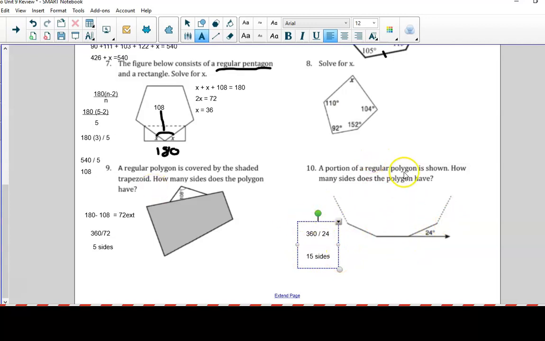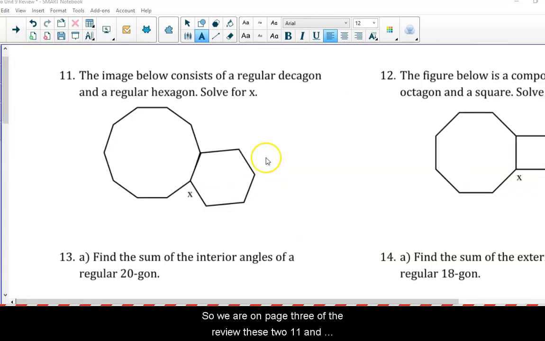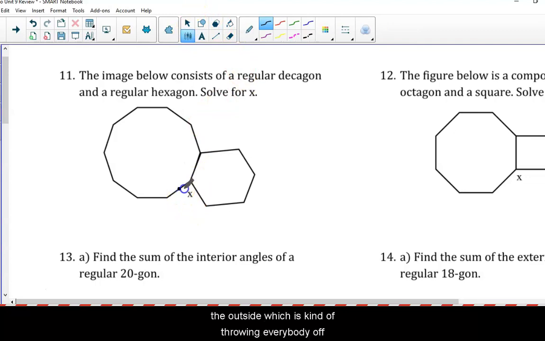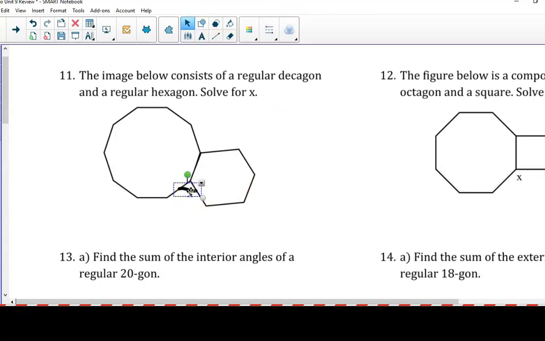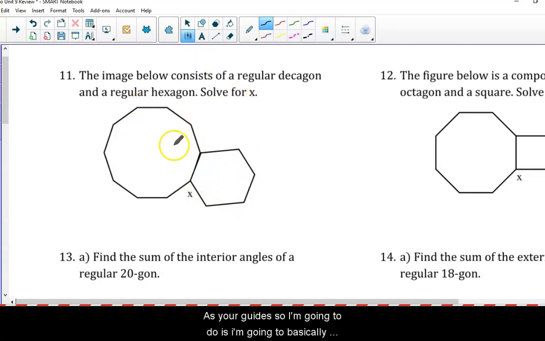Okay. So that is 1 through 10. Let's flip the page. Okay, so we are on page 3 of the review. These two, 11 and 12, are probably the tricky ones involving exterior angles because you have to find this guy. They're wanting to know angle X here, which is the outside, which is kind of throwing everybody off. But the easy way to do that is to use the two exterior angles as your guide.